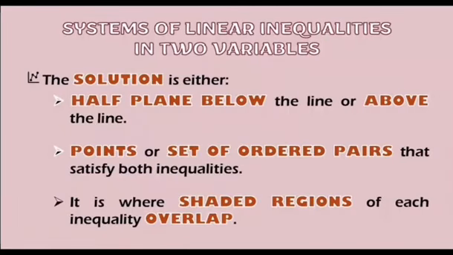In systems of linear inequalities, the solution is either half plane below the line or above the line. Points or set of ordered pairs that satisfy both inequalities. It is where shaded regions of each inequality overlap.